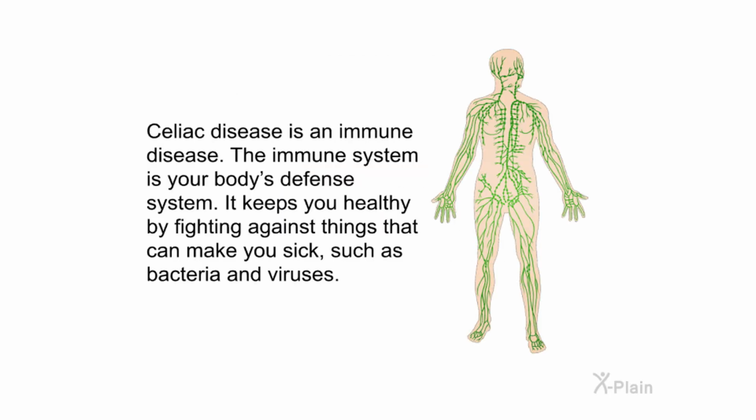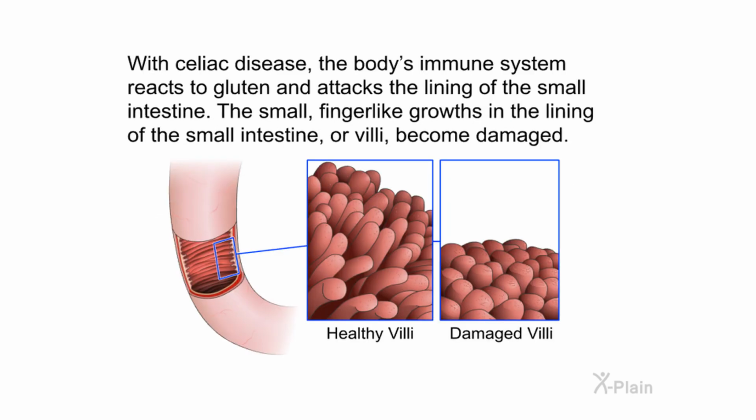Causes. Celiac disease is an immune disease. The immune system is your body's defense system. It keeps you healthy by fighting against things that can make you sick, such as bacteria and viruses. With celiac disease, the body's immune system reacts to gluten and attacks the lining of the small intestine.